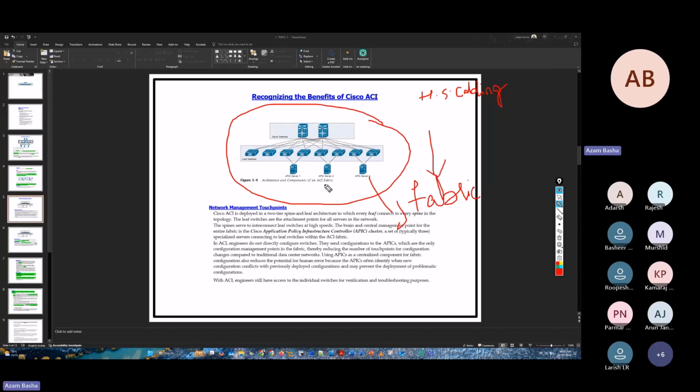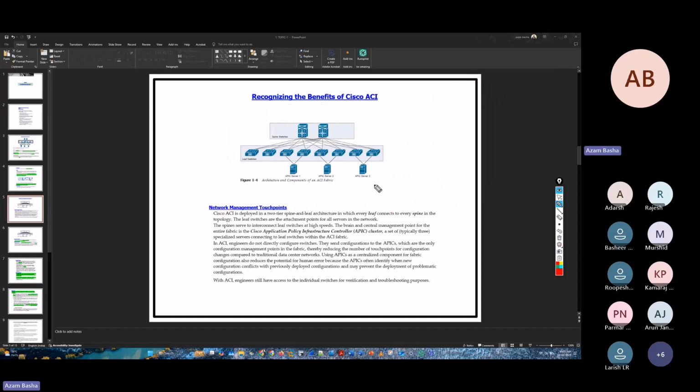We have another term here, fabric. What is a fabric? Fabric is the connection of spines and leaves together along with the Epic controller. The entire solution is called a fabric. From now on, I'll be using the word fabric and not the word solution.